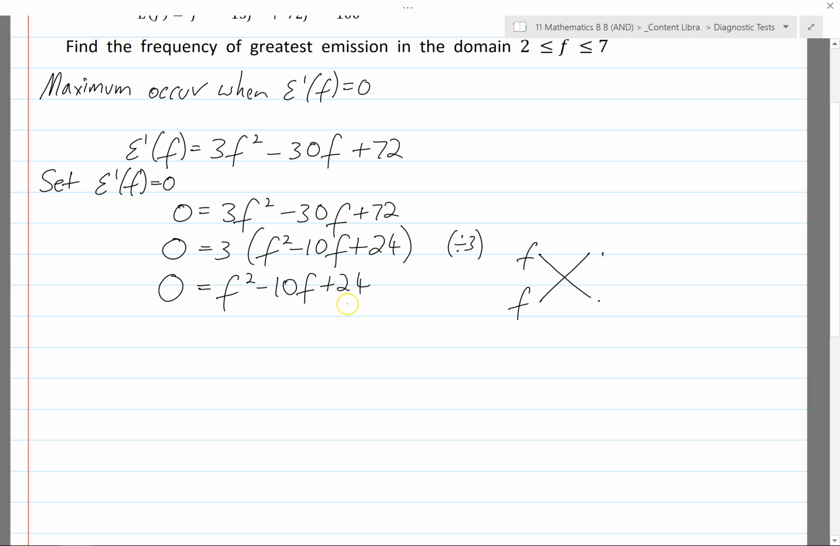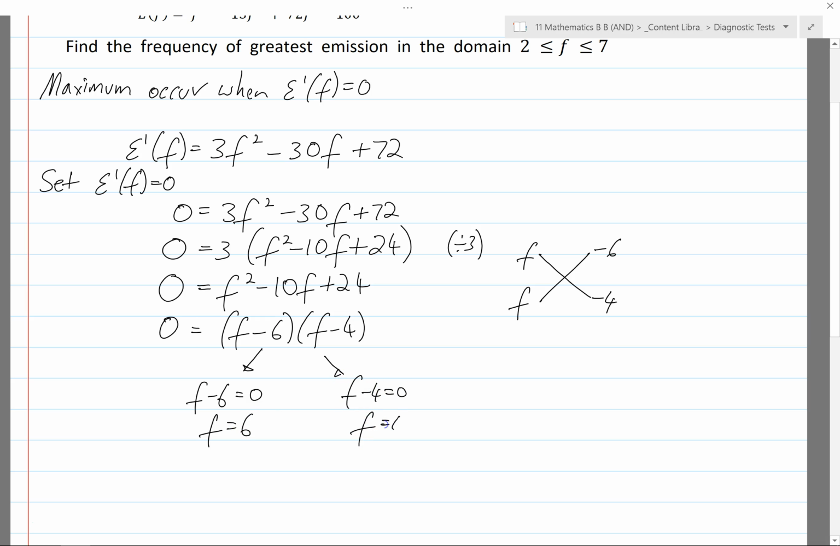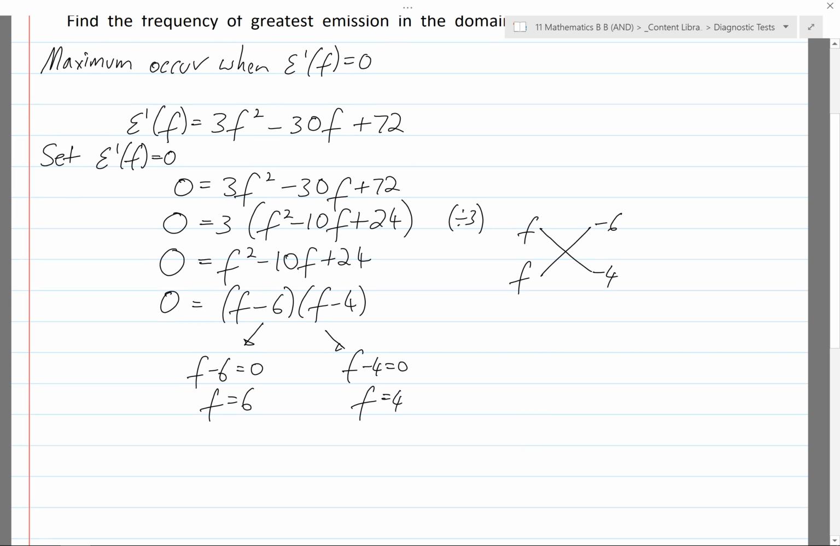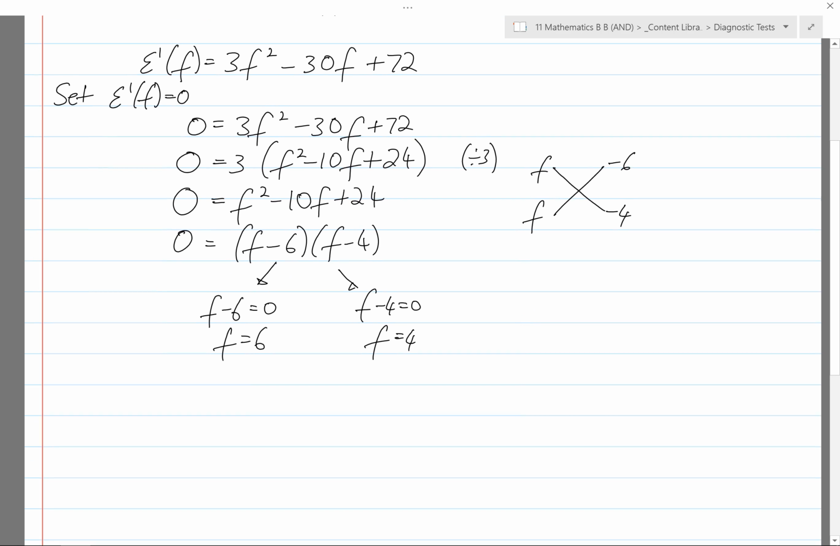So then I'll have my f's to get f squared. Think of two numbers that multiply to give positive 24 and add to minus 10. I think there'll be minus 6 and minus 4. So that'll be my two factors. So f equals 6 and f equals 4. They're going to be my turning points. I'm not sure if they're maximum or minimum yet. I need to find what the other coordinate is. So I need to find what E of 6 is and what E of 4 is, so I can actually talk about a point rather than a line.